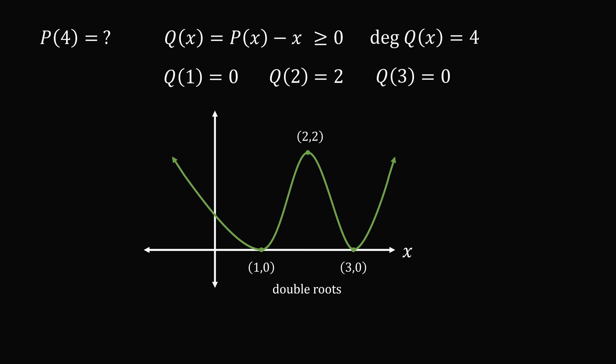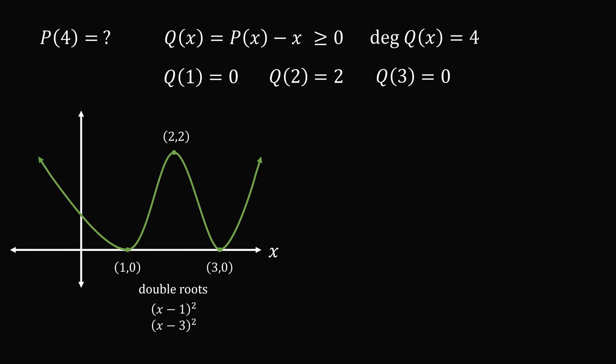So we have double roots over here. So we know that x minus 1 will be a double factor, so it'll be squared, and the same thing with x minus 3. Now where does that get us? So q of x will be equal to some scaling factor a multiplied by the square of x minus 1 multiplied by the square of x minus 3. So we've completely factored the quartic polynomial q of x.